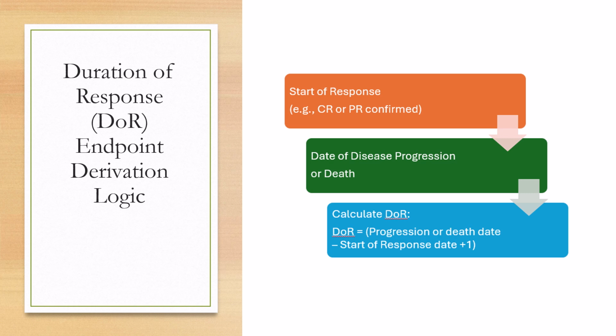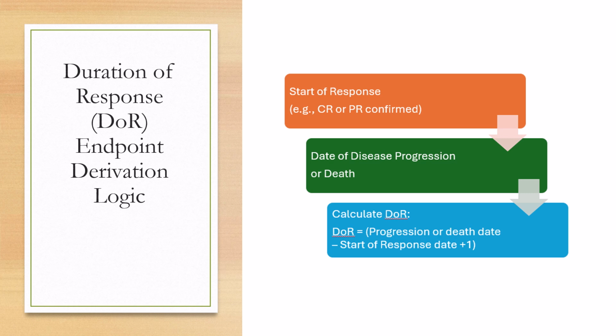The next is to define the start date of DOR. The start of DOR is the date on which the patient first achieves either complete response or partial response. This is typically derived from the RS domain in SDTM or the relevant response assessment data. The next step is to define the end date of DOR. The end date of DOR is the date on which either disease progression is first observed or death occurs.